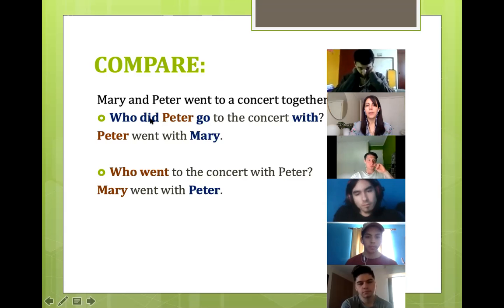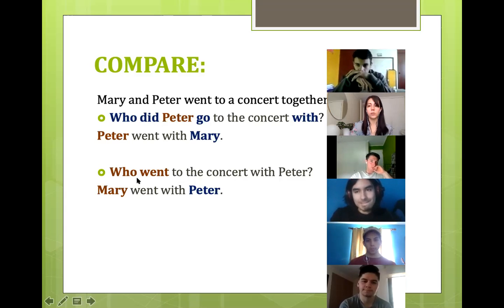In the second question, who went to the concert with Peter? Mary, and who is the subject. So in this sentence, I don't need an auxiliary, because who is the subject. So who went to the concert with Peter? Mary went with Peter. Now Peter is the object. You see? So the colors help you a little bit.